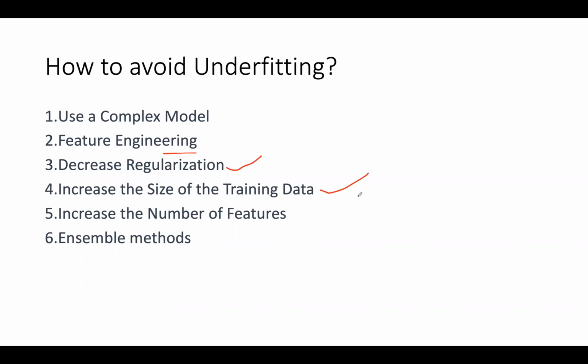And then also you can increase the size of the training data. What that means is a larger training set provides more information for the model to learn from, and this will help with preventing underfitting. And then also you can increase the number of features, right? Meaning not just increasing the number of features, you want to increase relevant additional features to the training data.